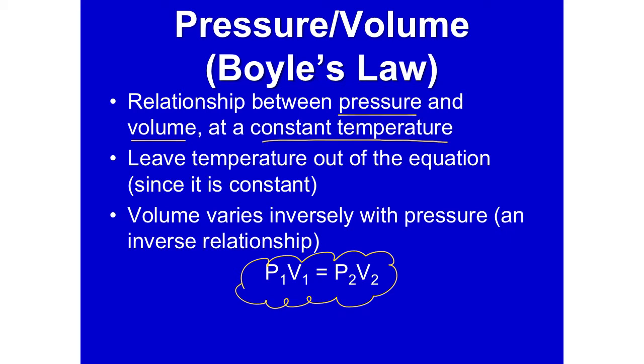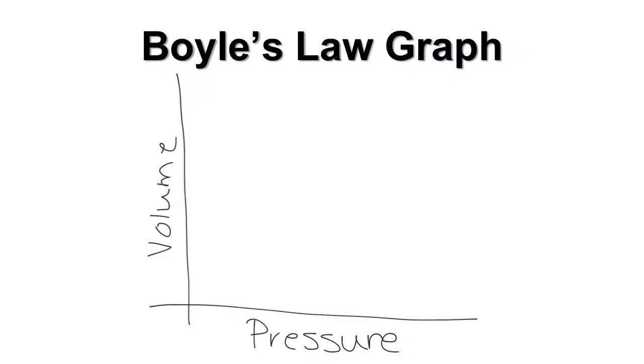Now, it's important that we understand the relationship between pressure and volume of a gas. So if you think about a balloon, if you increase the pressure on it, you will be decreasing the volume. So the volume will vary inversely with the pressure. So since pressure and volume have an inverse relationship, our graph will have a negative slope and it will look like that. So as pressure increases, the volume decreases.